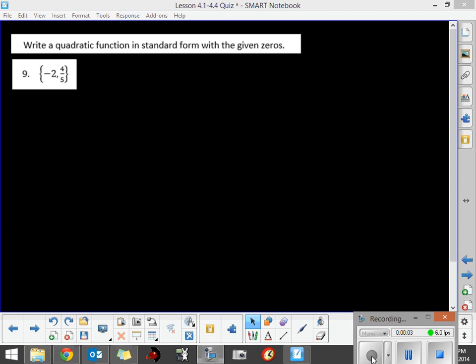In example 9, we know what our solutions are. So our solutions are when x is equal to a negative 2, or when x is equal to 4/5. If those are our solutions, then we can find the factors that we had by subtracting them. Take that back, adding 2 to both sides of that one. So one of my factors is x plus 2.